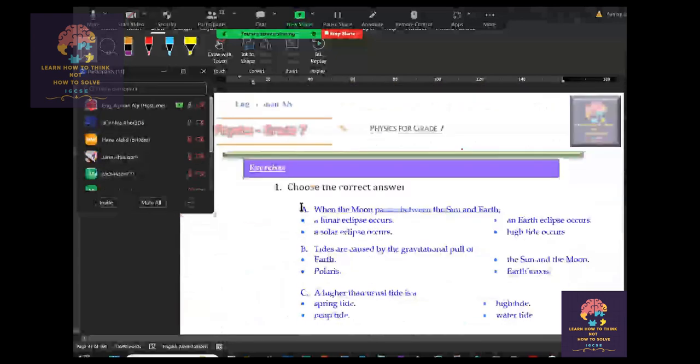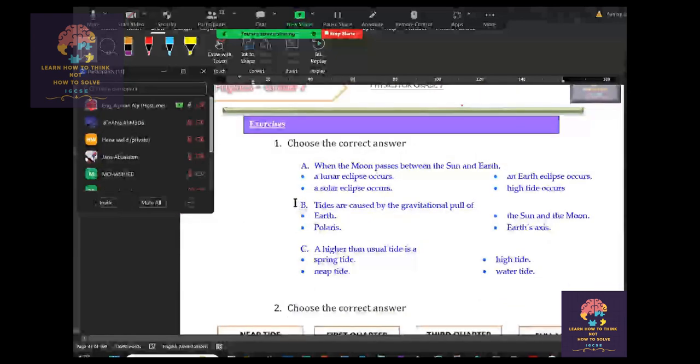Choose the correct answer. When the moon passes between the sun and the earth.